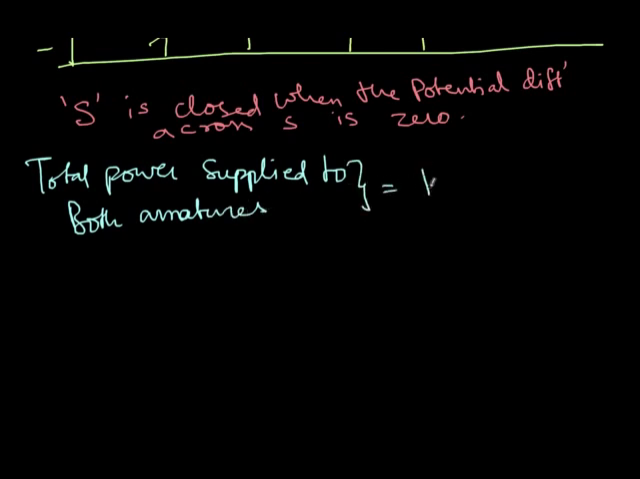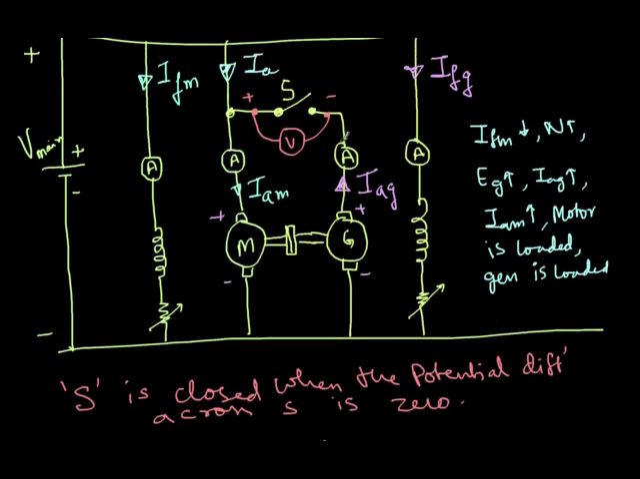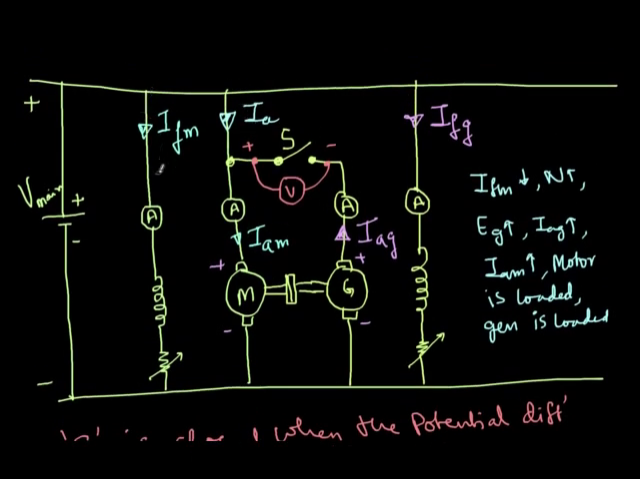So that is nothing but Vm into Ia. So that is the total power that is supplied. Of course, there is additional power being supplied to the field of the motor, which we are not writing right now. Right now I'm interested only in the middle branch. So now what is happening to this total power?